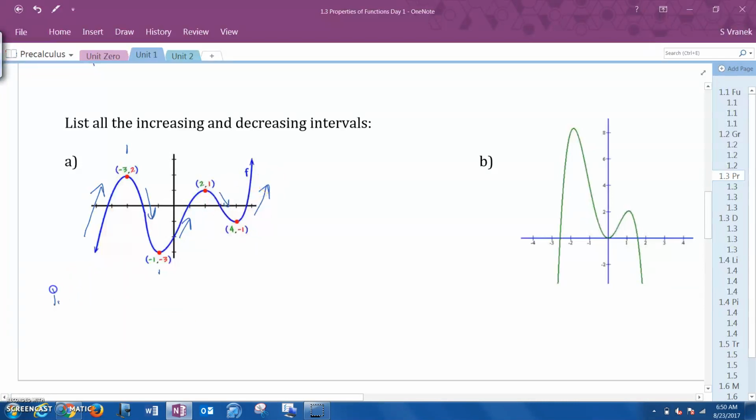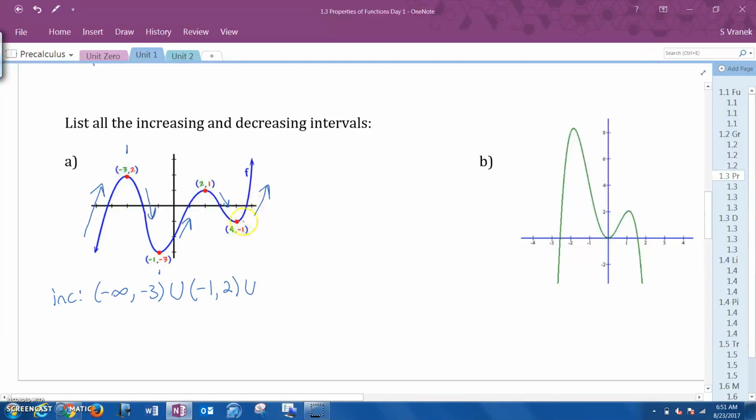So I'm going to say for my increasing intervals, the function is increasing from -infinity all the way up to -3. Again, we're only looking at x values. And for these, we're not really going to ever use the brackets because we don't really want to say it's increasing or decreasing at a point. Now, to connect your different intervals in interval notation, we're going to use a union. Then we would say the next time it increases is when x is -1 to x is 2.